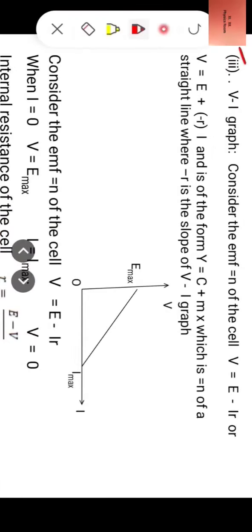Now third, VI graph. Consider the EMF equation of the cell. V is equal to E minus IR, or V is equal to E plus, within bracket we write minus R, into I, and it is of the form Y is equal to C plus MX, which is an equation of a straight line, where minus R here is the slope of the VI graph as shown.